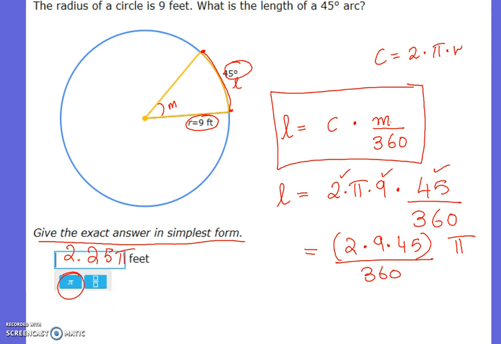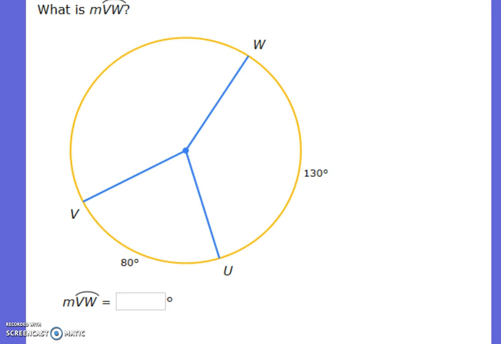The next question: what is the measure of arc VW? They're asking for the measure of arc V to W. They're not asking you for the length. They're asking what's the measure of this arc, what's this angle. What they've given us in this question is that this is 80, so we know this angle here is 80. Arc UW is 130, so this must be 130.